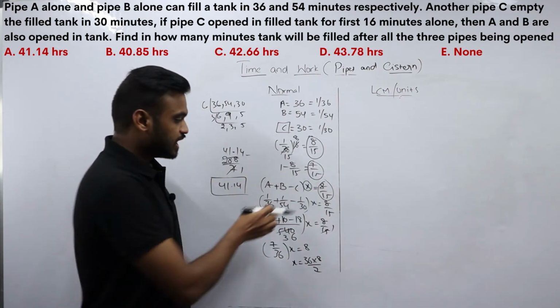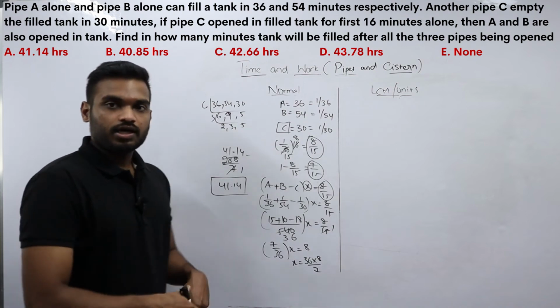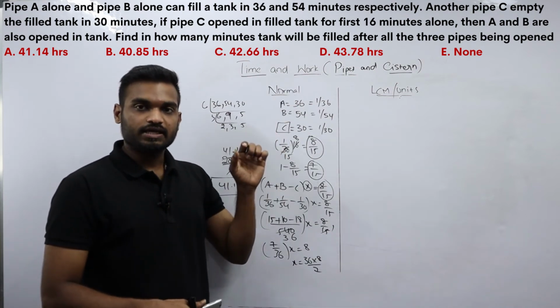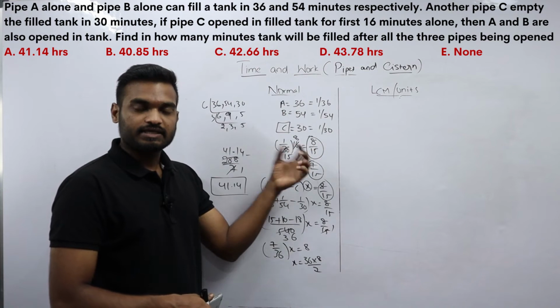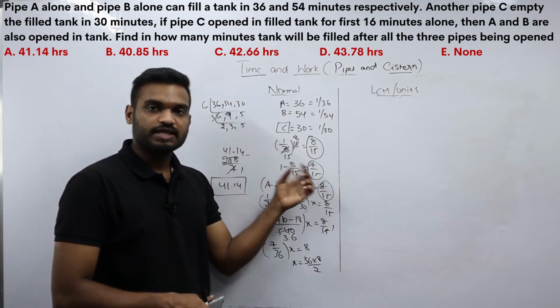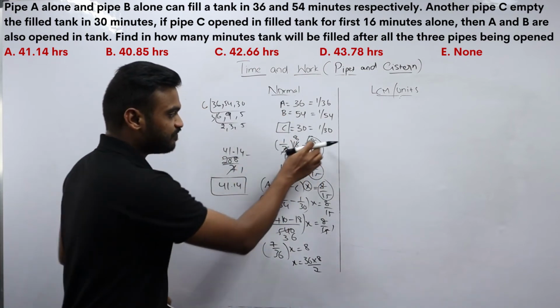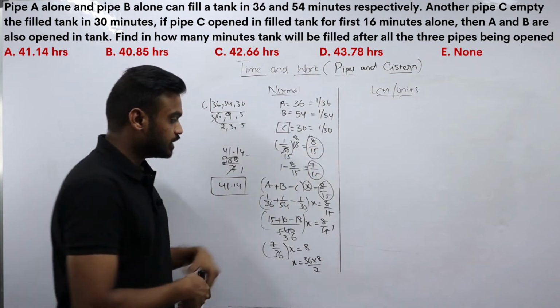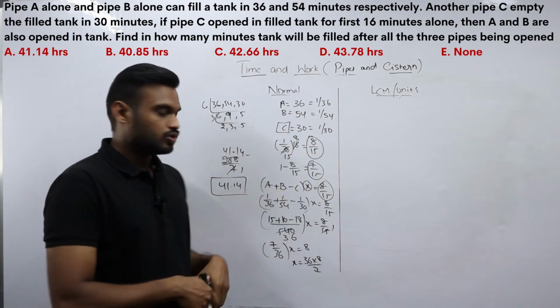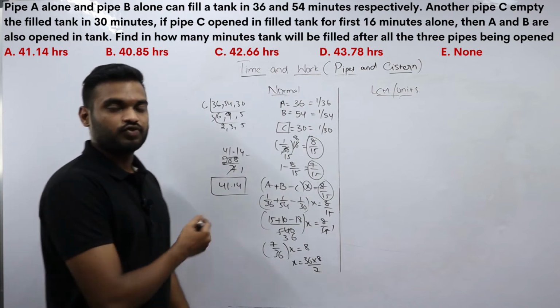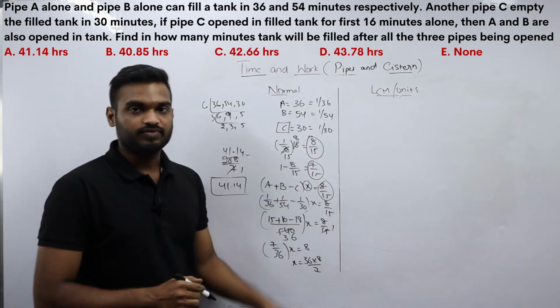Okay. Now A, B and C need to fill the empty tank. What is the empty tank here? 8 by 15th part of the tank is empty here, and 7 by 15th part of the tank is already full. 8 by 15th part of the tank is the total work to be done by A, B and C. So they totally take 41.14 minutes to fill the 8 by 15th part of the tank.